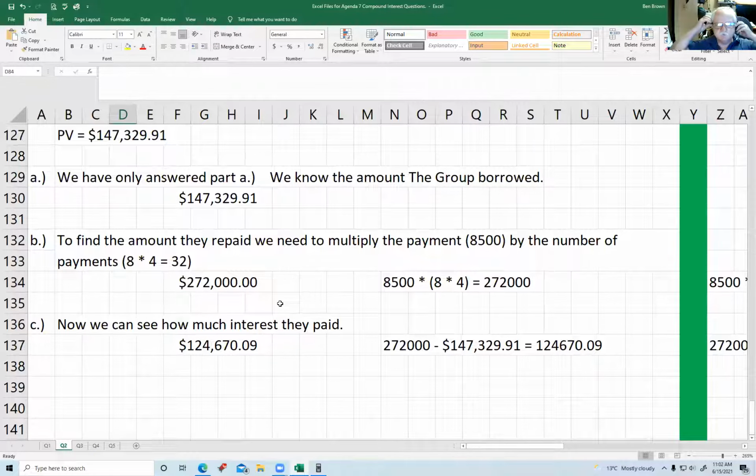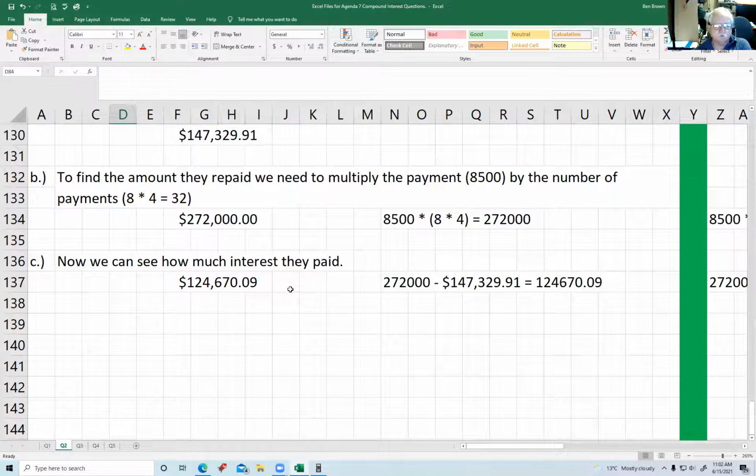To find the amount they've repaid, we need to multiply the payment by the number of payments. So we could have done this before. 8,500 times 32 gave us 272,000. That's the total amount they ended up paying on this loan.